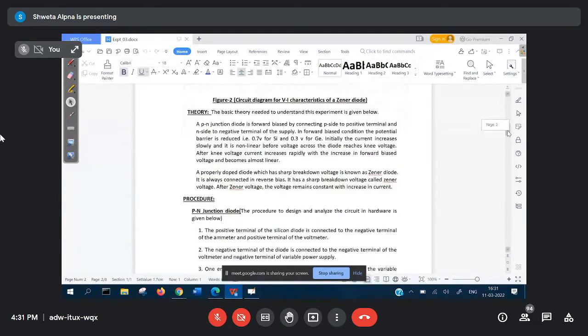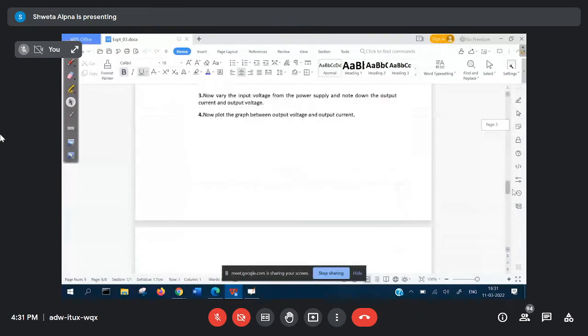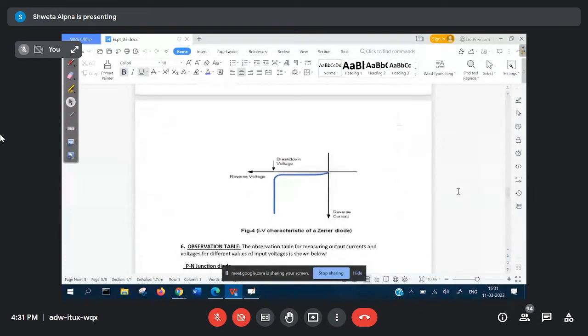Now you see the graph here. What is the sharp breakdown voltage? When you plot the graph for Zener diode, this is the kind of graph you will get for the Zener diode. So this is your x-axis, this is your y-axis. You can see negative x-axis because we are connecting the diode in the reverse bias. So there is a breakdown voltage here.